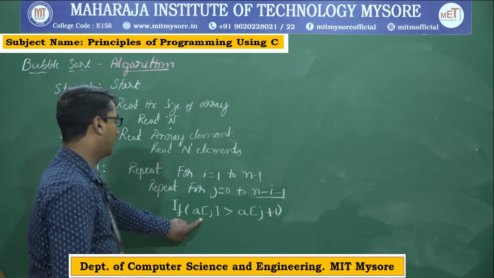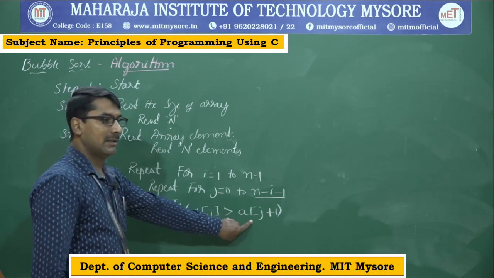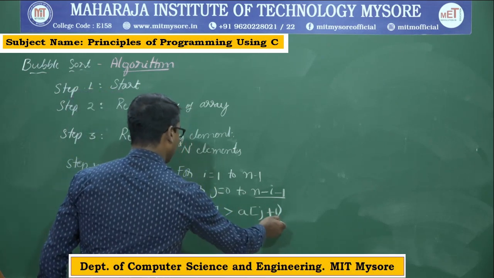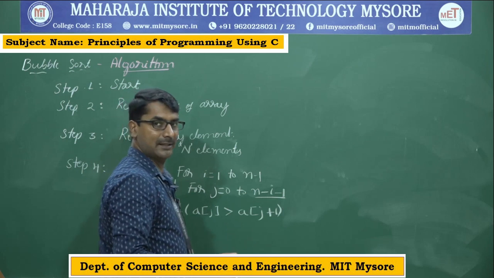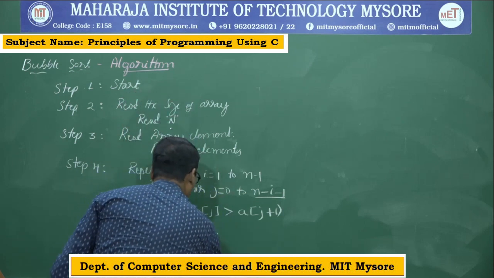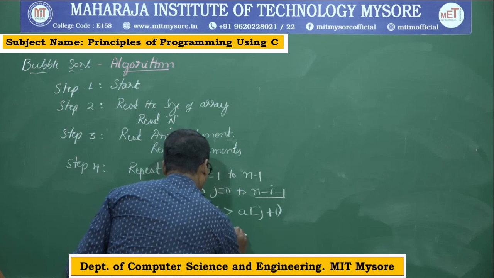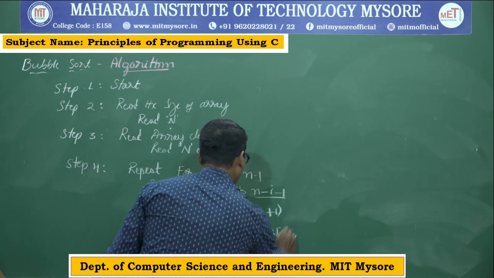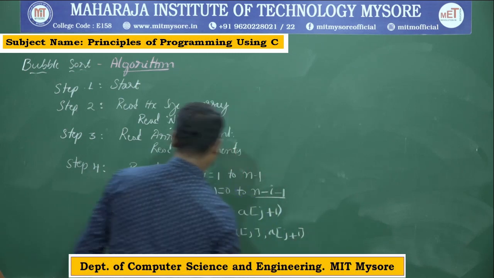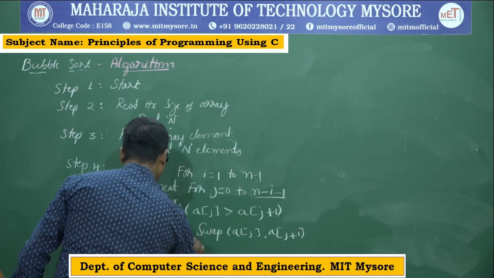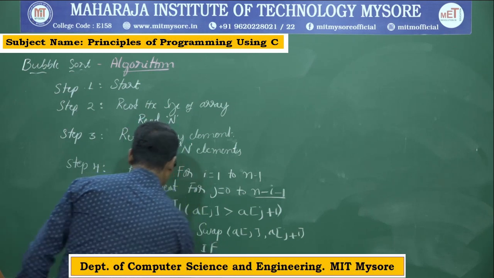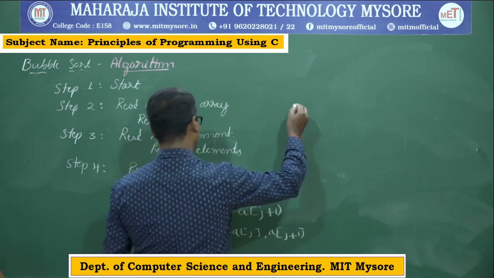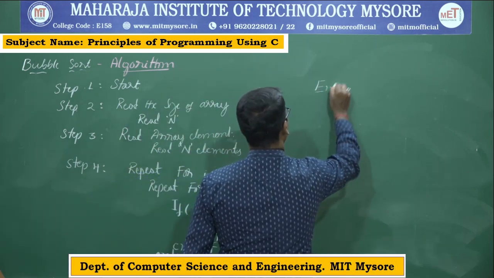So first I'll compare the first element with the second element. If the value of the first element is greater than the second element, then we need to perform a swap of a of j and a of j plus 1. Okay, this process will be iterated. End for, and one more end for.